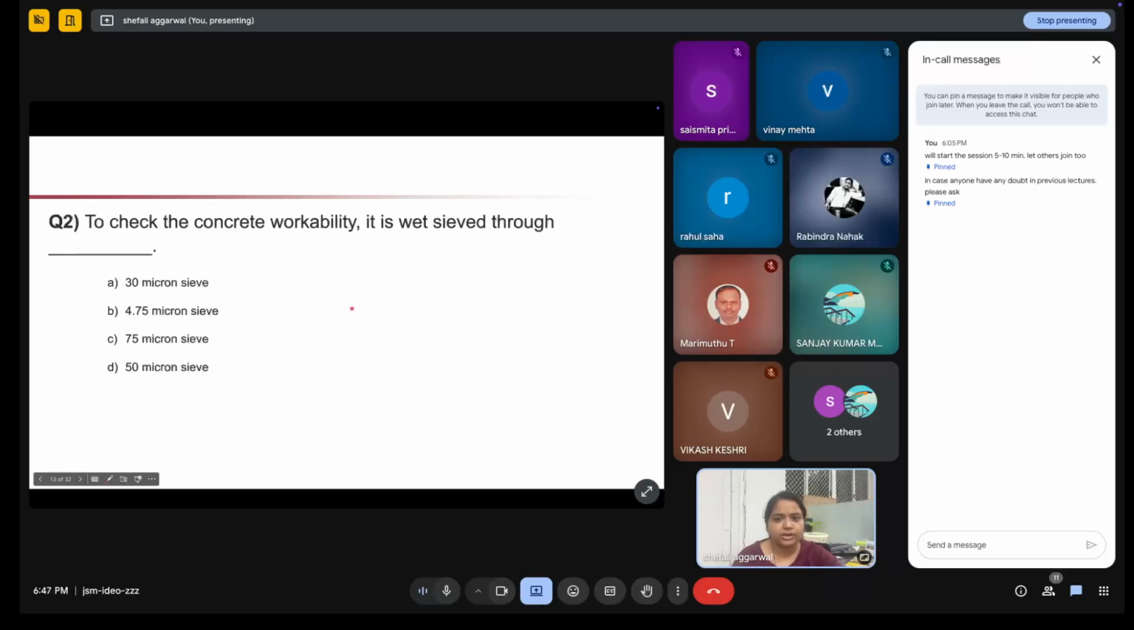To check the concrete workability, wet sieving is done through which type of sieve? 30 micron, 4.75 micron, 75 micron or 50 micron? It is actually mm, not micron. 4.75 mm. Yeah, correct.